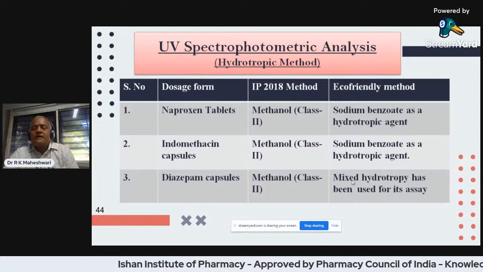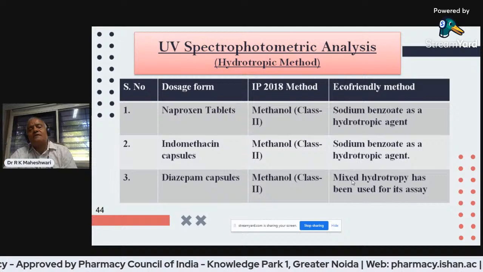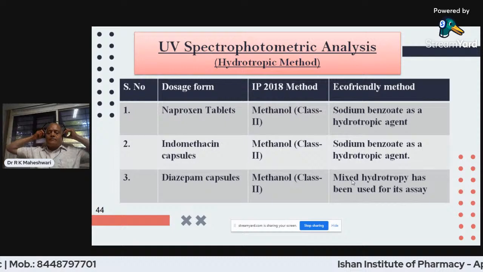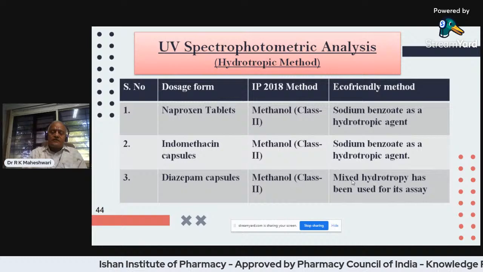Naproxen is estimated at about 331 nm. No interference of sodium benzoate here. Indomethacin, 320 nm. No interference of sodium benzoate. Methanol has been replaced. Digoxin capsules, methanol has been replaced by mixed hydrotropy. This is estimated at 354 nm.